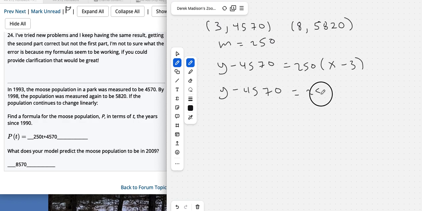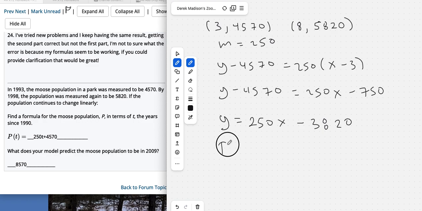So y minus 4570 equals 250x minus 750. And then we would just add that 4570 over, and let's see, 4570 minus 750 is 3820. So I'm getting y equals 250x minus 3820. And I just noticed as I'm doing this, I'm using the completely wrong variable, so let me correct myself there. P, as a function of t, should be 250t minus 3820.